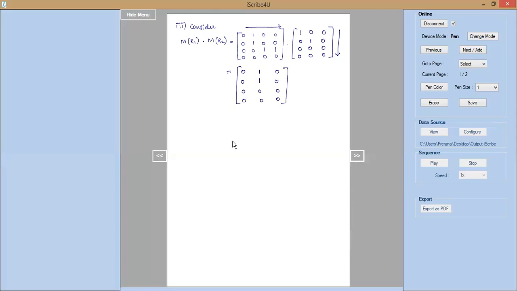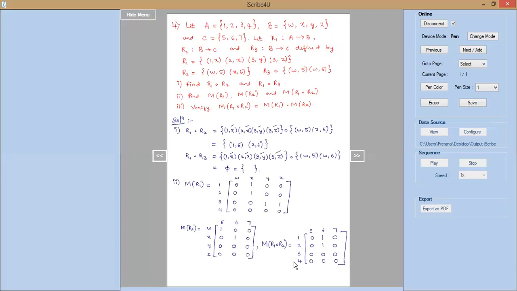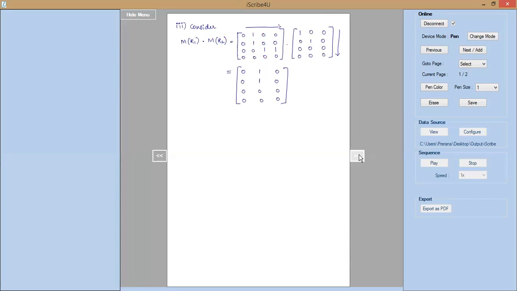Let us check whether this is equal to matrix of R1 composition R2. Yes, it is also the same thing. So we can just conclude this is equal to matrix R1 composition R2. So therefore, we can conclude matrix R1 composition R2 is equal to matrix R1 into matrix R2. That's all the solution for this problem.